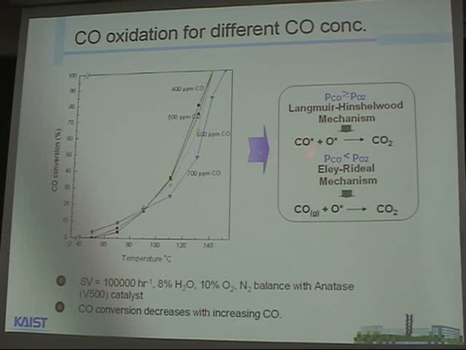In the first, CO and O both are in the adsorbed state and they react to form CO2. In the other, only CO is in the gas state and O is in the adsorbed state. If the partial pressure of CO is higher, then it is preferentially adsorbed on the catalyst, so it covers all the active sites. That's why a high concentration of CO gives high conversion.